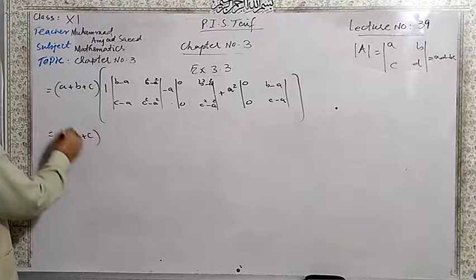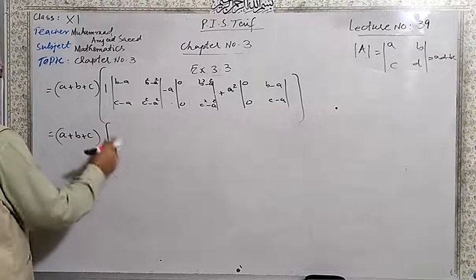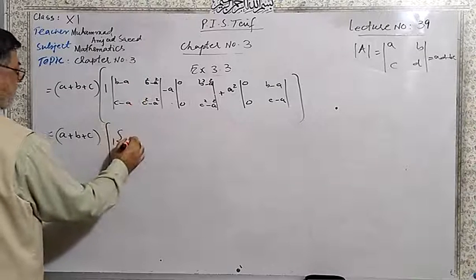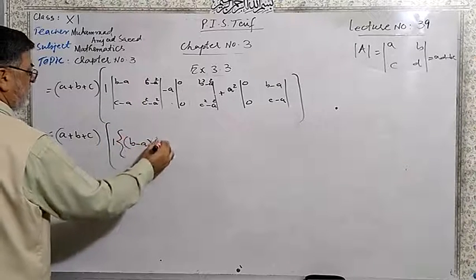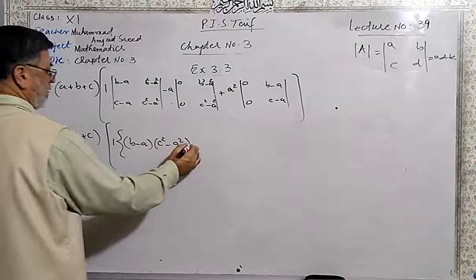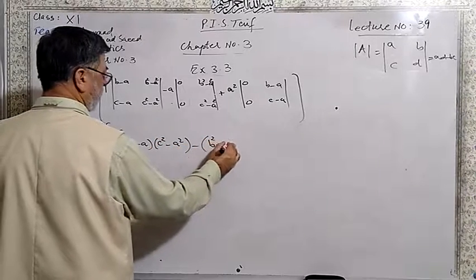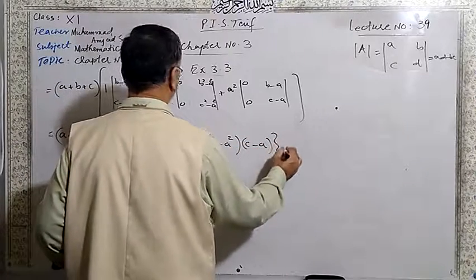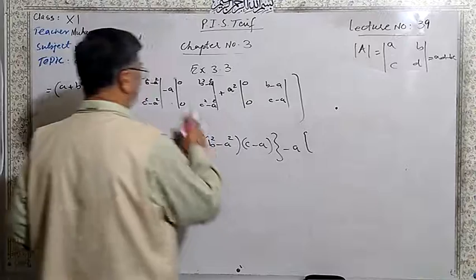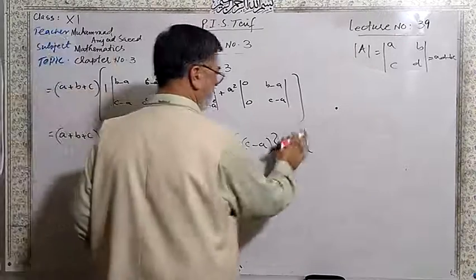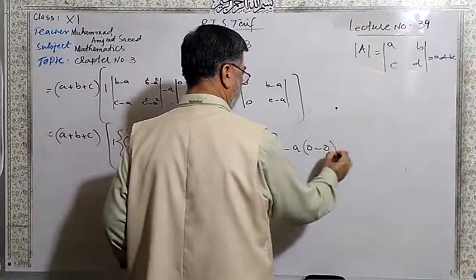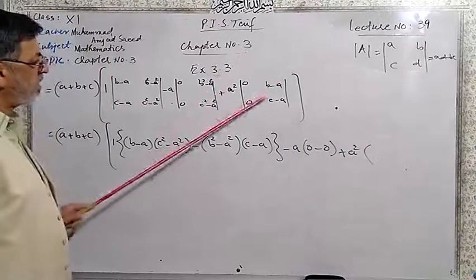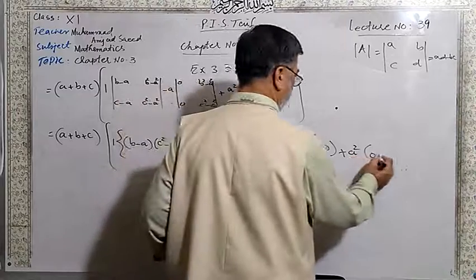A plus b plus c, 1 into ad minus bc. b minus a, c square minus a square, ad minus bc. b square minus a square and c minus a. Minus a into ad minus bc. 0 minus 0 plus a square ad minus bc. 0 minus 0.